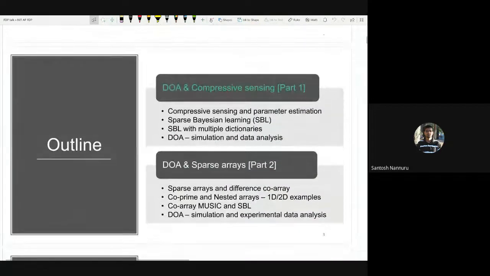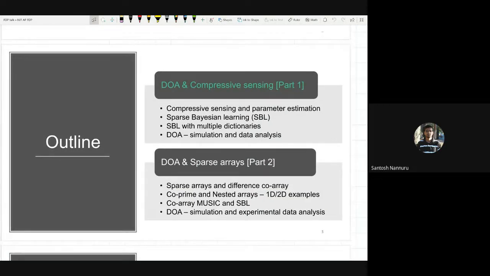So just an outline here. Part one is compressive sensing and direction of arrival. I've listed a bunch of topics. These are not really the order in which I will cover them. I will cover them in a mix, interchangeably, in a different order, or I will mix and match. So compressive sensing and the problem of parameter estimation, sparse Bayesian learning, the algorithm, some variation of sparse Bayesian learning with multiple dictionaries, which is useful when you're processing wideband signals, and the application itself, direction of arrival. So we'll look at various simulations and data analysis.